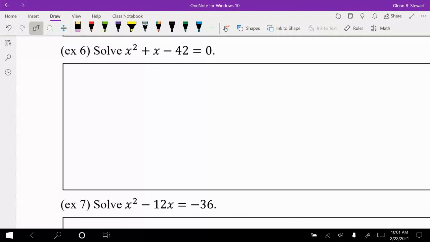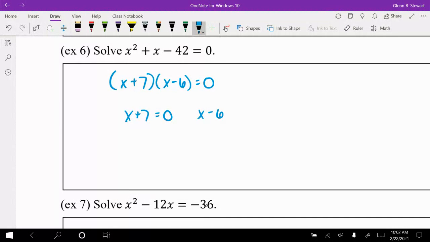x squared plus x minus 42. So what's going to multiply to give us negative 42 and add to give us a positive 1? x plus 7 and x minus 6. And there's your final solutions.